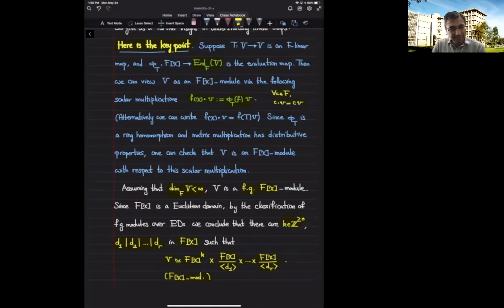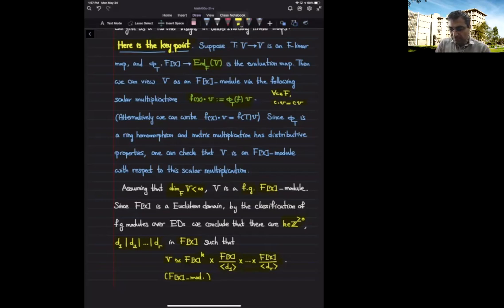Now, the left-hand side, V, is a finite dimensional vector space over F. So the right-hand side should also be a finite dimensional vector space over F. That would imply that F[x]^k should be a finite dimensional vector space over F. But the ring of polynomials is of infinite dimension over F. So that implies that k should be 0. There should not be a component consisting of F[x].